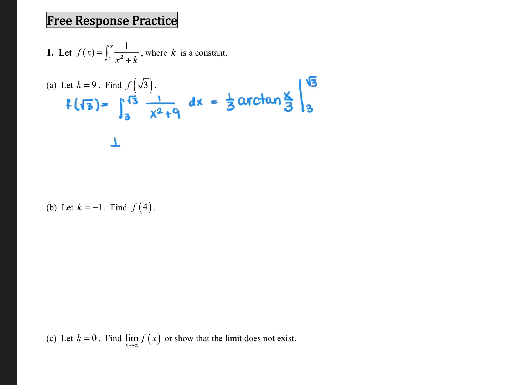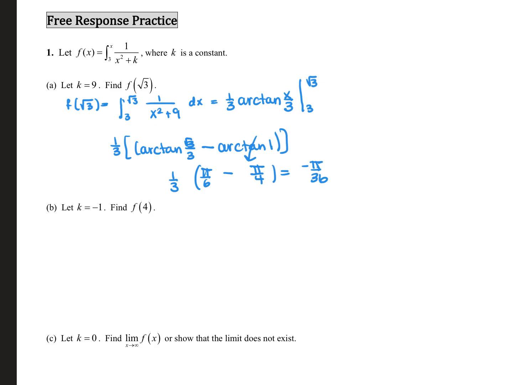So out in front, we're going to have 1/3, and we're going to have the arc tangent of root 3 over 3 minus the arc tangent of 1. I know the arc tangent of 1 is pi over 4. And the arc tangent of root 3 over 3 is pi over 6. So that works out to be negative pi over 36.